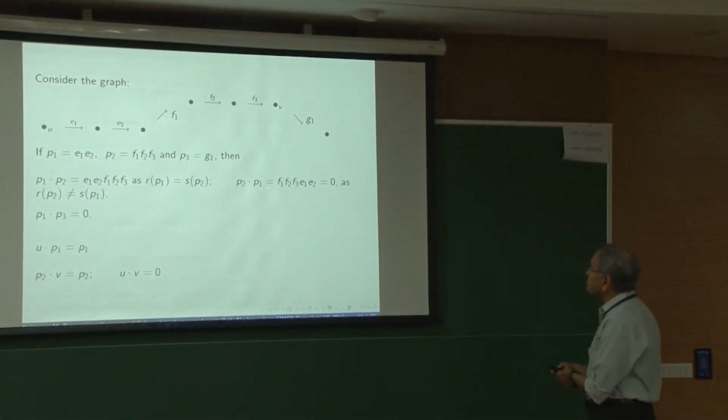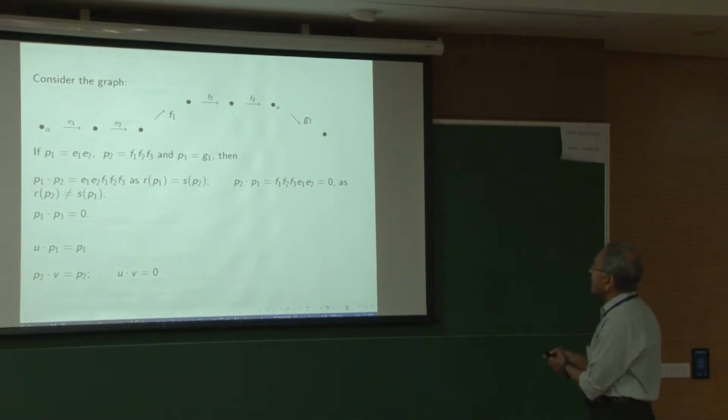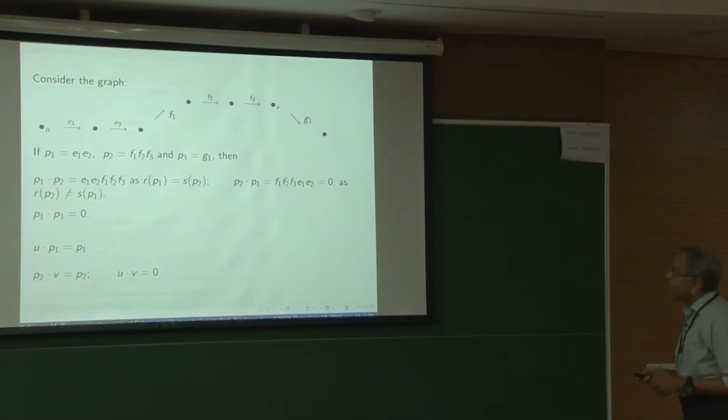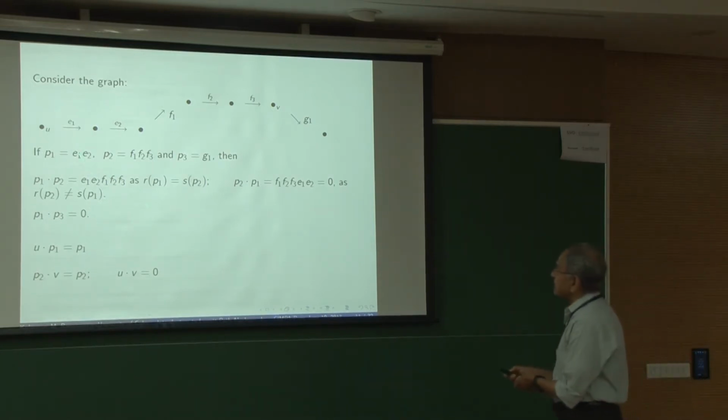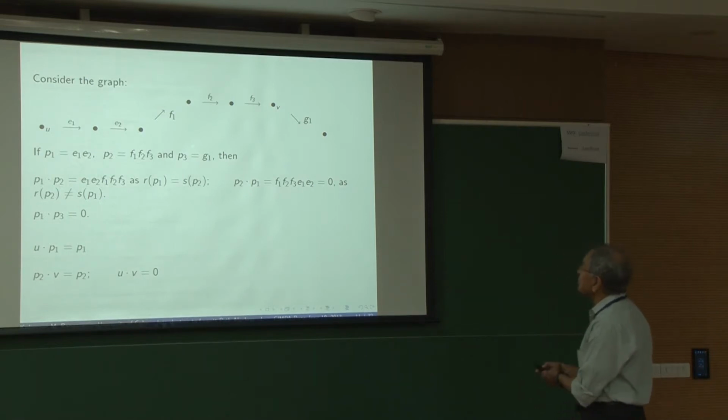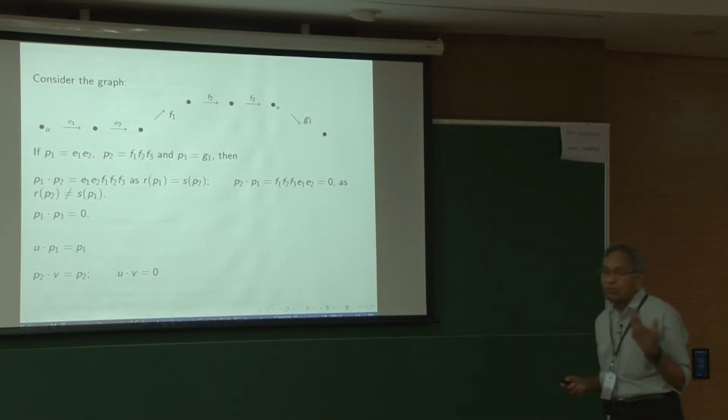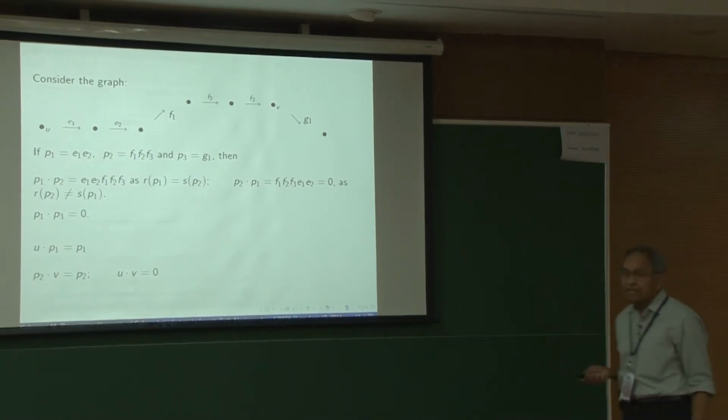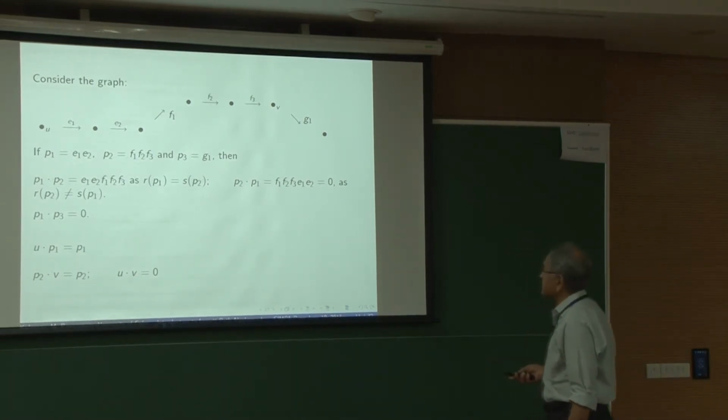On the other hand, P2 multiplied by P1 is 0 because the end vertex of P2 is not the beginning vertex of P1. And likewise, if you take a vertex and multiply by P1, the beginning vertex, you get P1. Likewise, P2 times V is V. On the other hand, say here the vertex U and the vertex V, U times V is 0 because they are different. So pretty intuitively straightforward there.